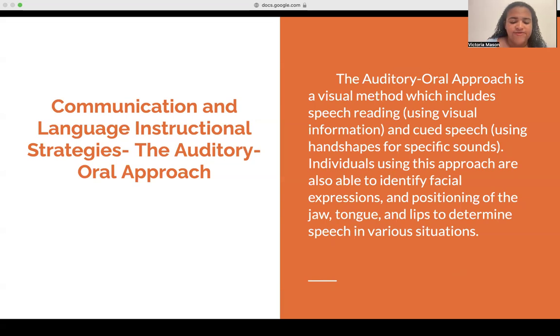So the exclusive use of the oral approach is frowned upon by many professionals due to the lack of focus on sign language for deaf children. Educators should not assume that hearing impaired or deaf students have enough level of hearing to be used for the approach.